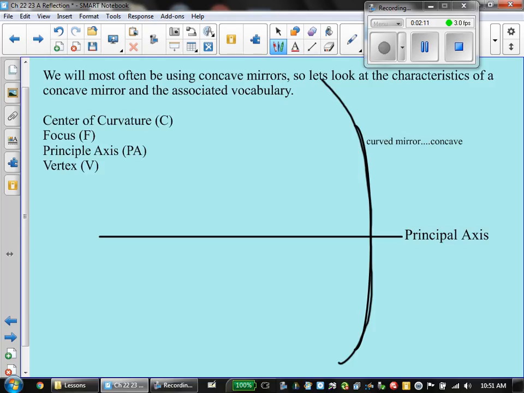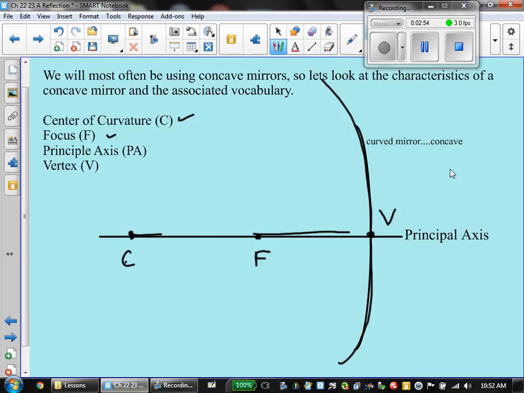The first point we're going to look at is called the center of curvature, and this is literally the center of the circle from which this mirror is drawn. So somewhere over here I have the center of curvature. The distance from the center along this line, which is known as the principal axis, to a point over here called the vertex is the radius of the circle. At a point exactly halfway between the center of curvature and the vertex is the focus. I'm sure you've heard about the focus point of a camera or a lens. But here we have the focus, or the focal point.